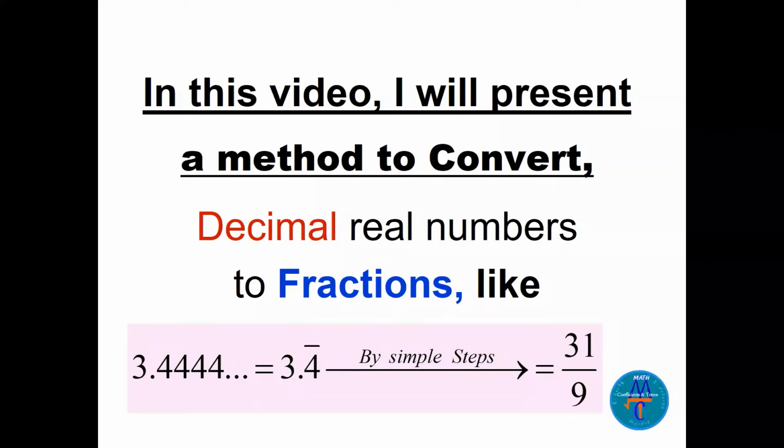Guys, in this video, I would like to present a method to convert decimal real numbers to fractions. I'm just presenting here a very simple, nice, easy example: 3.44444, which we can write as 3.4 dash. That means it's repeating. By simple steps, we need to change it to 31 divided by 9. That's the aim of this video. Okay, let's go to the challenge.